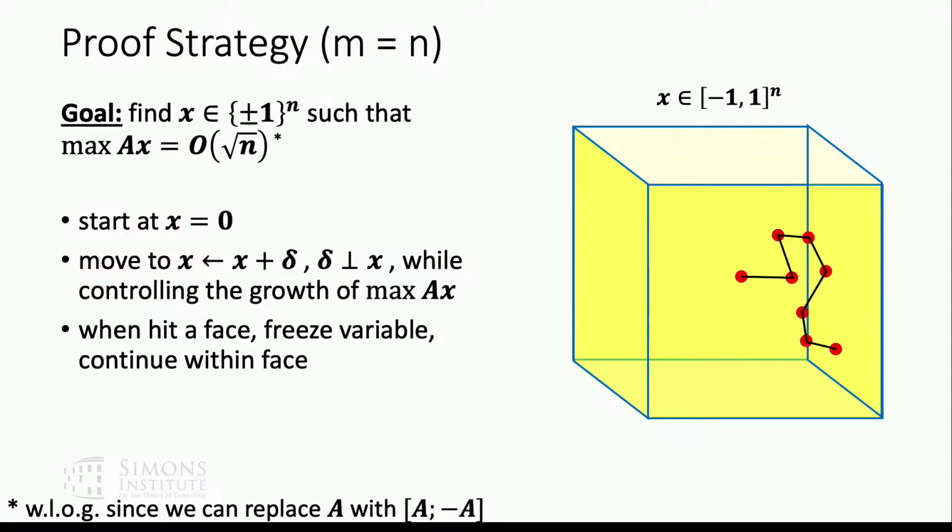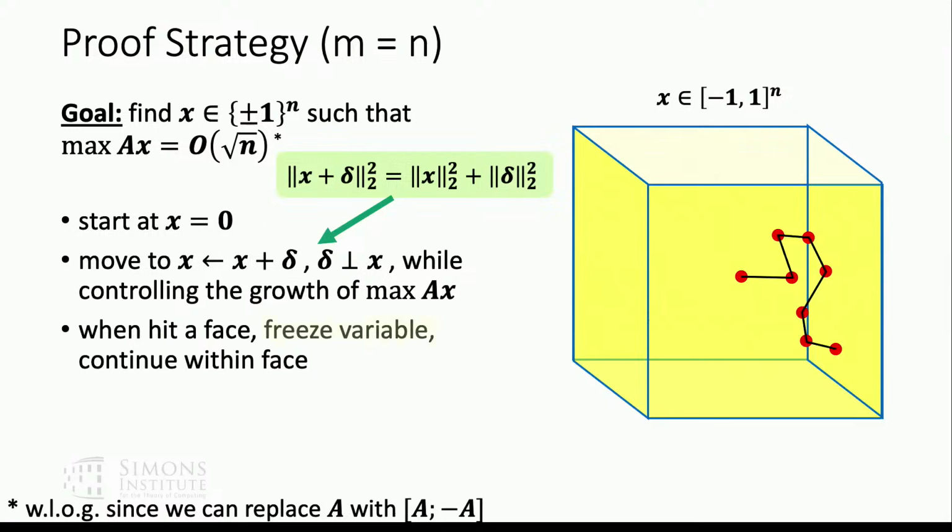Now, in order to be able to do this, we need to enforce a bunch of invariants. One of them is that at every single step, I update my current point with some direction delta that's orthogonal to my current position X. The reason I do this is that it enforces some sort of monotonicity: it forces the squared L2 norm of my current point to be monotonically increasing.